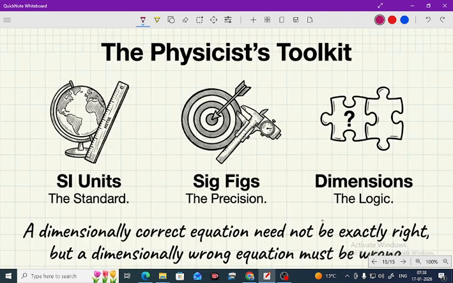The physicist's toolkit: SI units, the standard, right? Significant figures, the precision. Dimensions, the logic. So a dimensionally correct equation need not be exactly right, but a dimensionally wrong equation must be wrong.